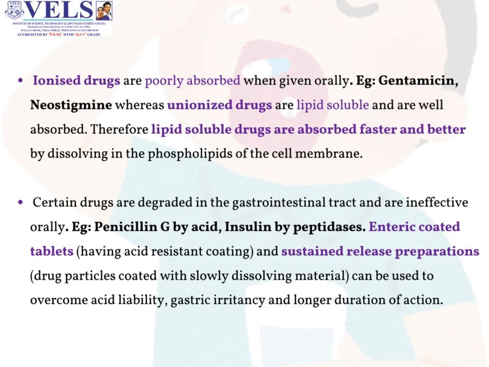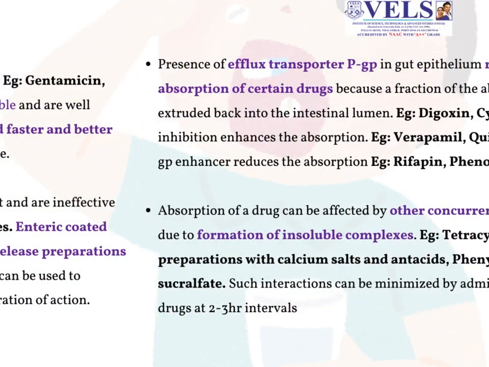There are certain drugs that are degraded in the gastrointestinal tract and are ineffective orally. For example, penicillin G gets degraded by the acidic gastric juice, whereas insulin is degraded by peptidases. For these cases, enteric-coated tablets and sustained release preparations can be used to overcome these deficiencies such as acid lability, gastric irritancy, and longer duration of action.